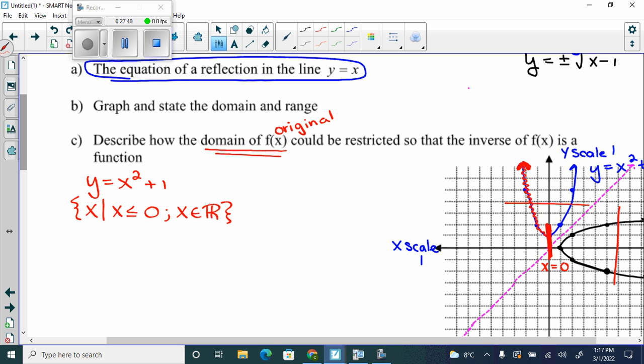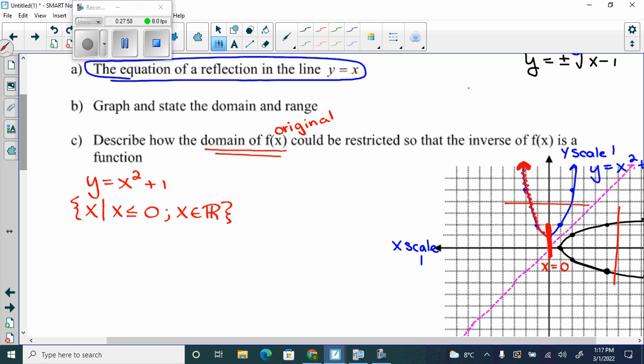Now on a test, what I would ask you to do is restrict the domain of the original so that the inverse is a function and draw it. So not only do you have to restrict the domain correctly and draw the correct part, you have to draw the inverse that goes with it. Some people will draw the other arm for the inverse. It's just a disaster. So that's not good.